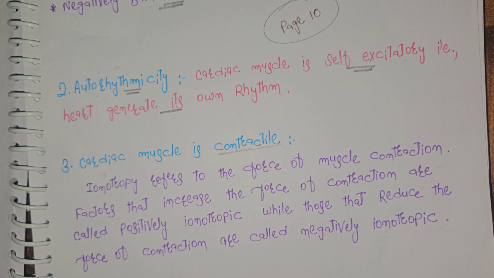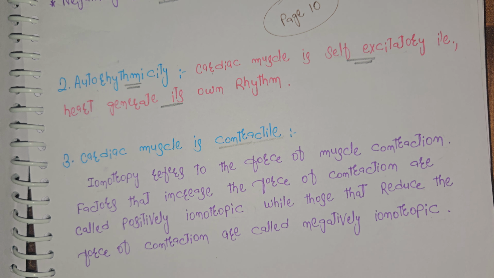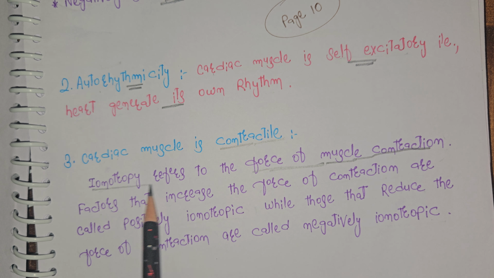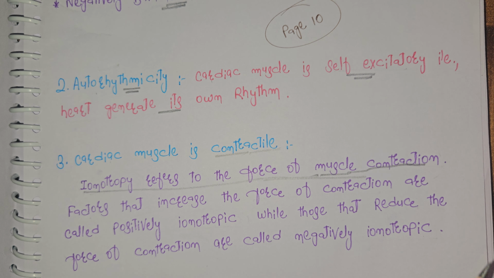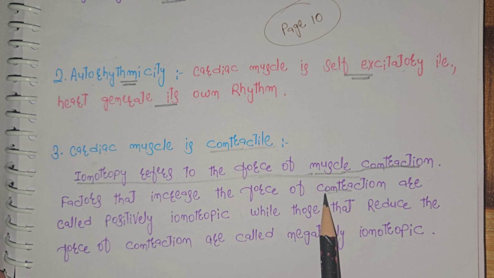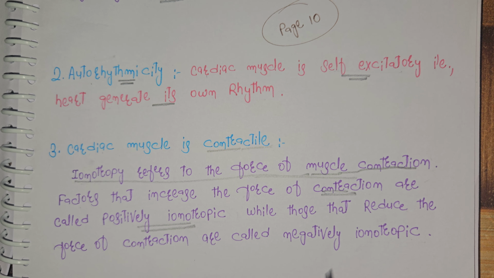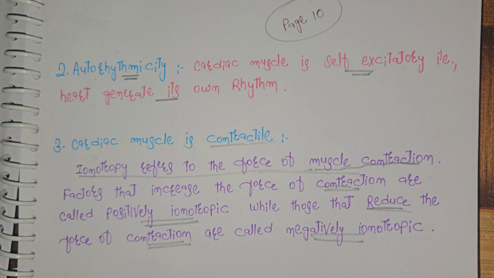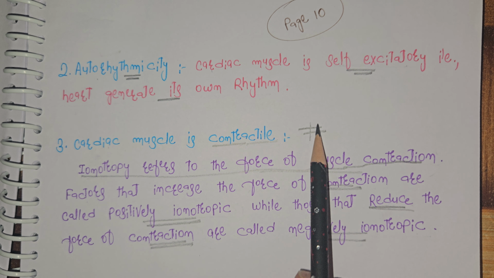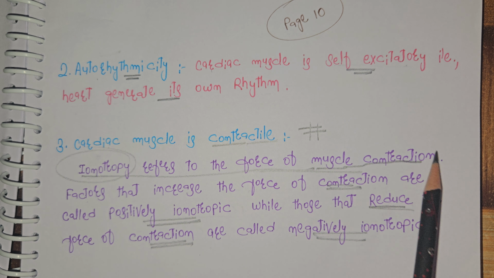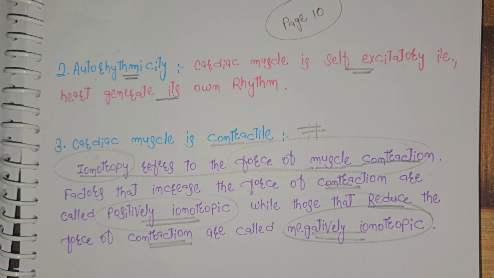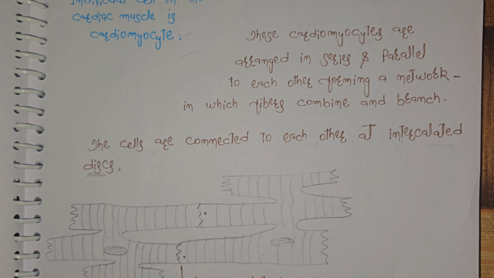Now the third physiological property is cardiac muscle is contractile. Like a skeletal muscle, cardiac muscle contracts. What do you mean by contraction? Contracts, it's self-explanatory. And inotropy refers to the force of muscle contraction. Factors that increase the force of contraction are called as the positively inotropic, and those factors that reduce the force of contraction are called negatively inotropic. So third physiological characteristic is cardiac muscle is contractile, and inotropy refers to the force of muscle contraction. So we have the positively inotropic factors and negatively inotropic factors. These are the 3 physiological characteristics of a cardiac muscle.